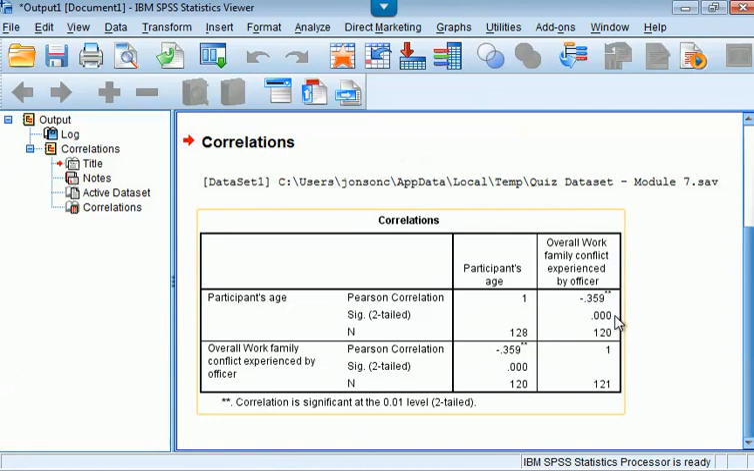You also know this is significant, even though this question doesn't ask it, by these two stars here, or if you look here at the significance level. So that is a true relationship, and it is a statistically significant relationship. So again, it's negative. The correlation itself is 0.359, and it's a strong relationship because it meets that threshold of 0.30.